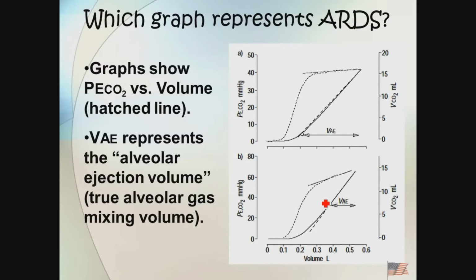So the graphs show exhaled CO2 versus volume. That's what that line is demonstrating there. And you can see that on the bottom I have somebody who has severe ARDS, because there's a very small alveolar ventilation, where somebody who is much more healthy has a much larger amount of gas that is ventilating the alveolus. Same rough tidal volume, but there's a far bigger dead space on the bottom one.